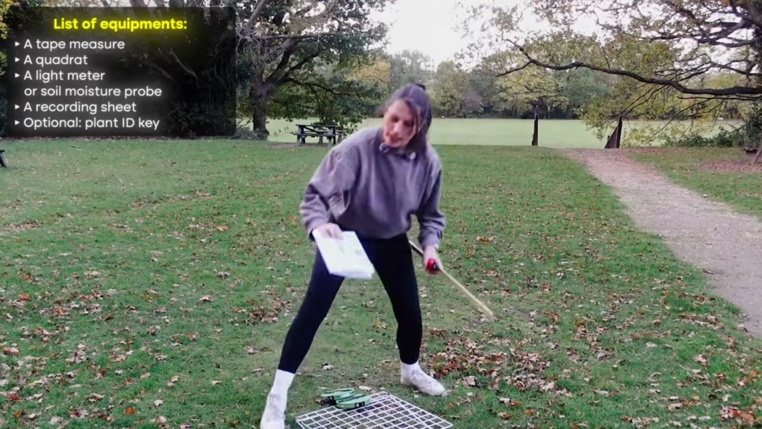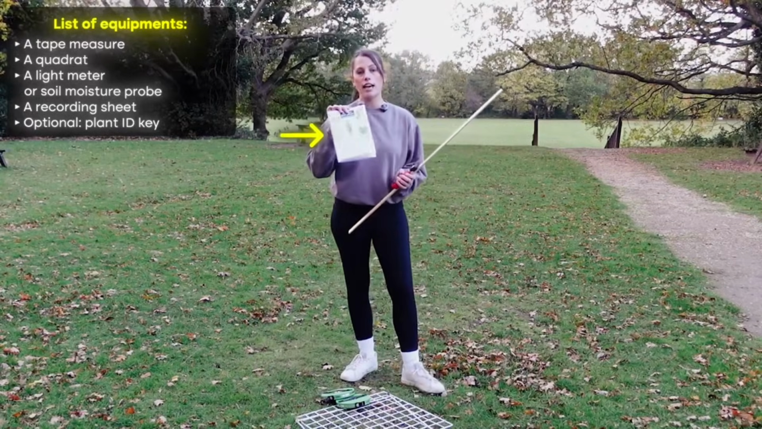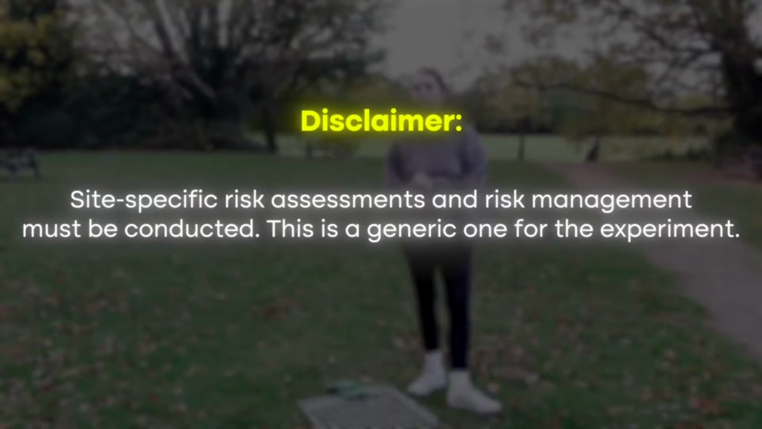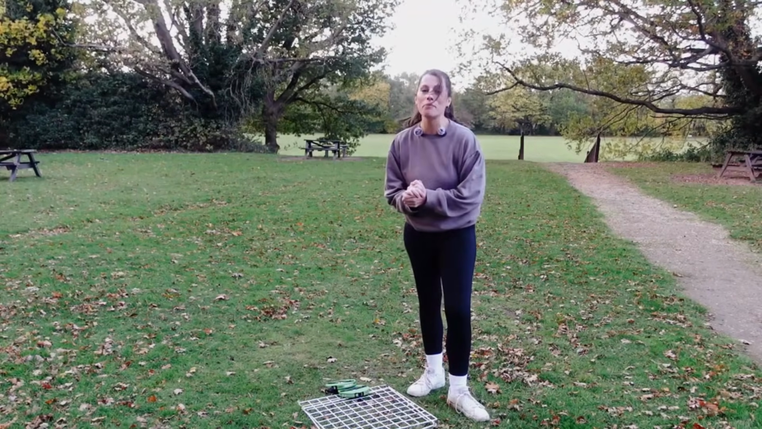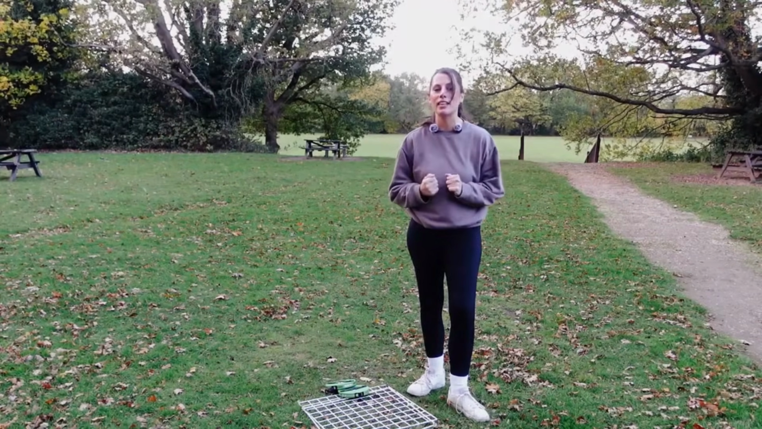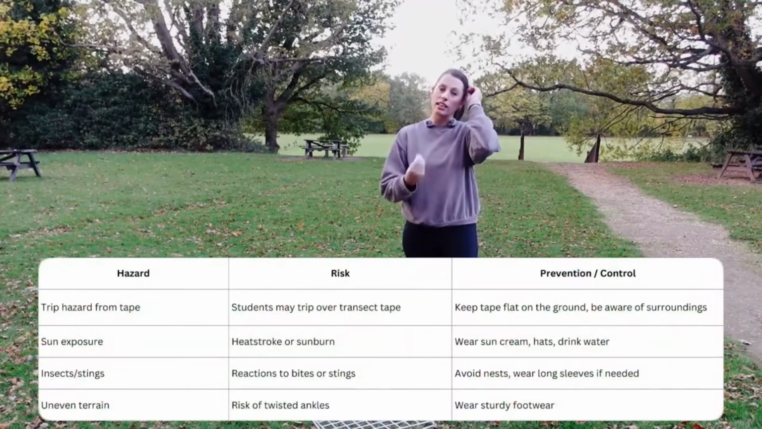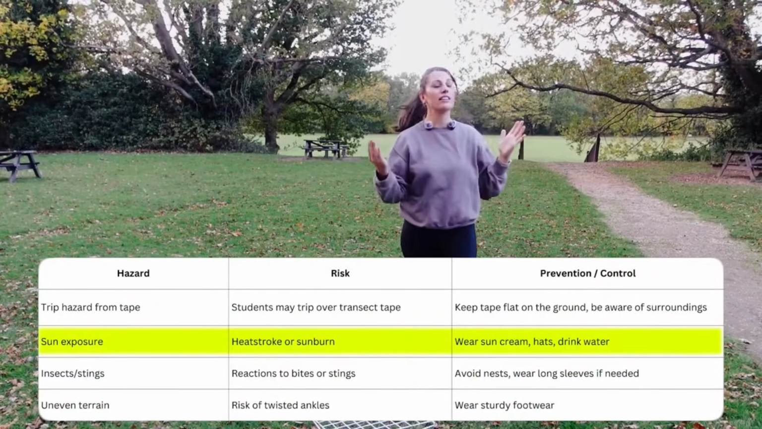Final thing that you might need is a key for students to help to identify the plants. So the risk assessment for this required practical is going to vary depending on the time of year. I'm here filming in autumn. It is pretty cold and I do have a coat, but I've sacrificed it for the filming quality. But in terms of your students, the key things for the risk assessment are considering the weather conditions.